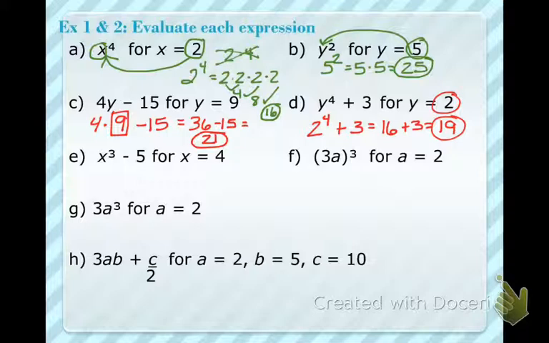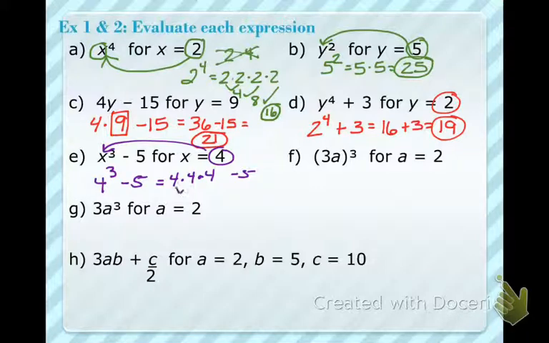All right. E. We have x cubed minus 5 and x equals 4. So we're going to plug in 4 for x. So it's going to be 4 to the 3rd minus 5. So 4 to the 3rd is 4 times 4 times 4, and then minus 5. 4 times 4 is 16 times 4 minus 5. All right, 16 times 4 is 64 minus 5, and that is 59.